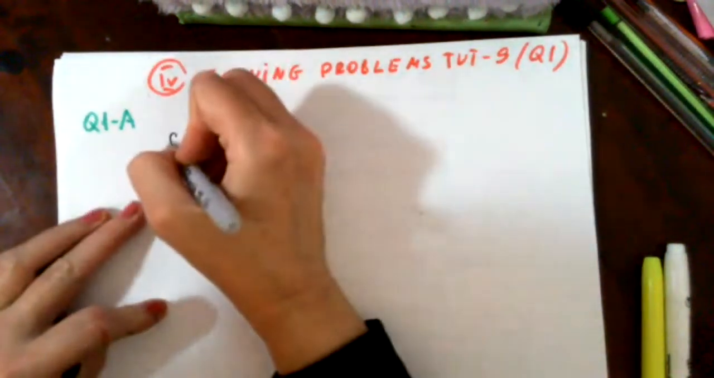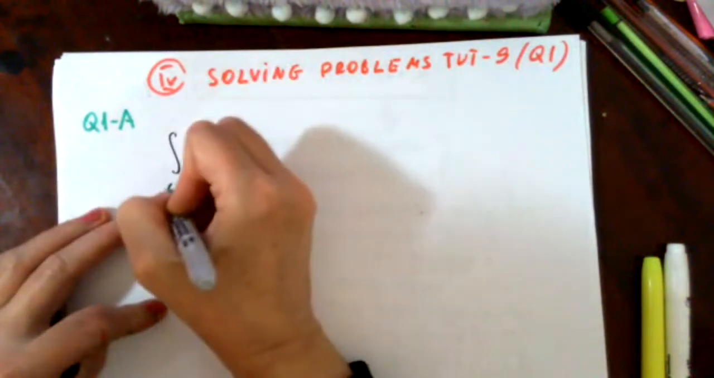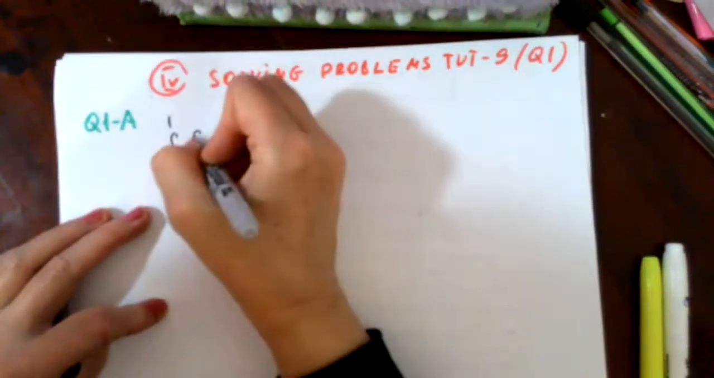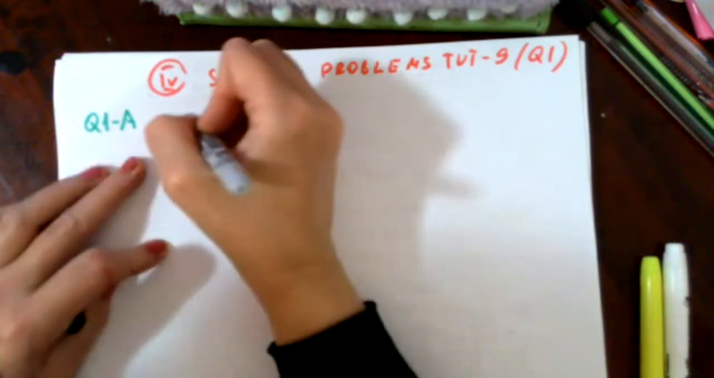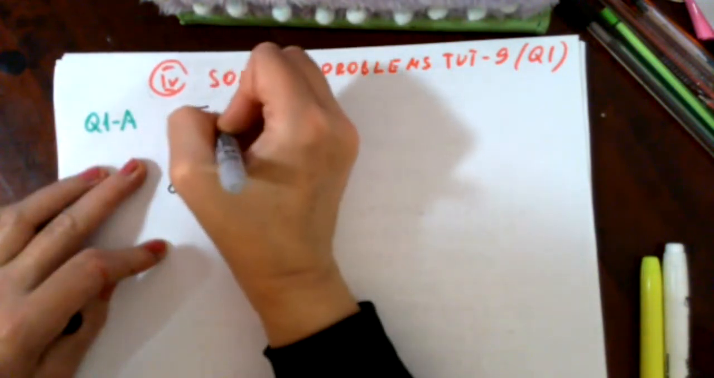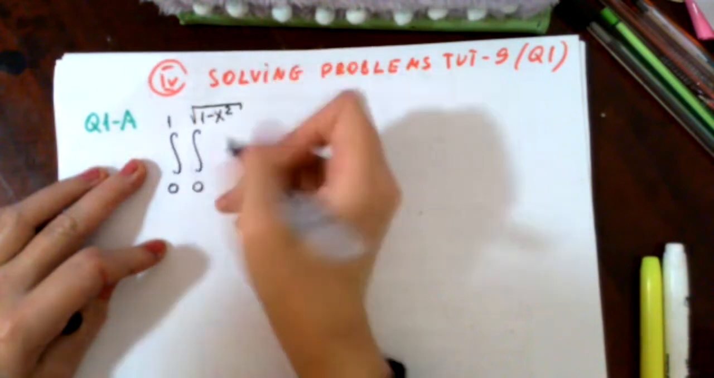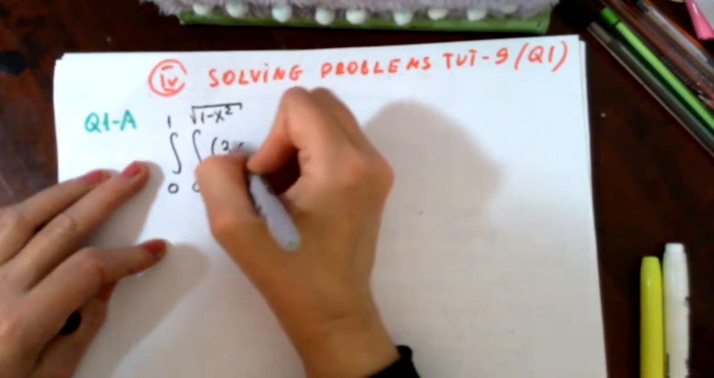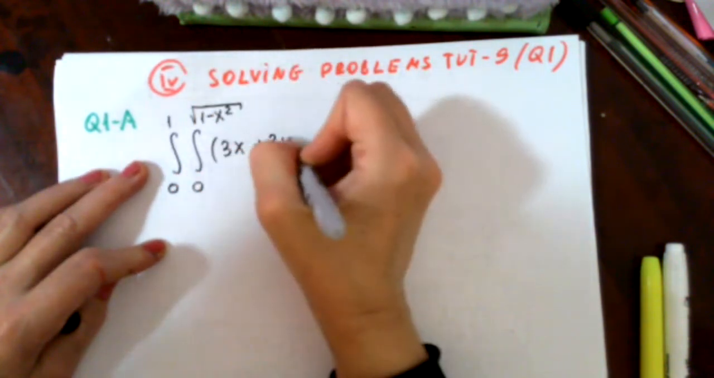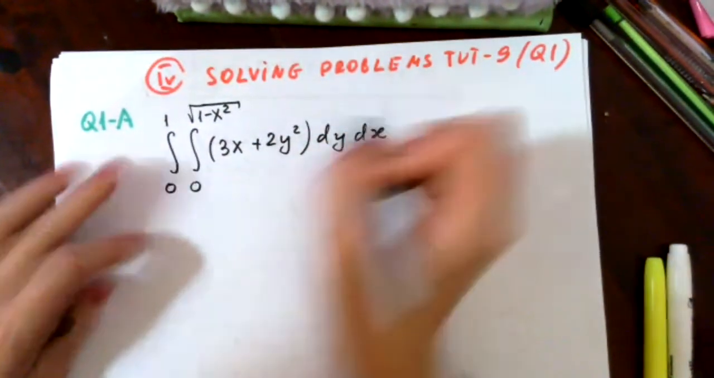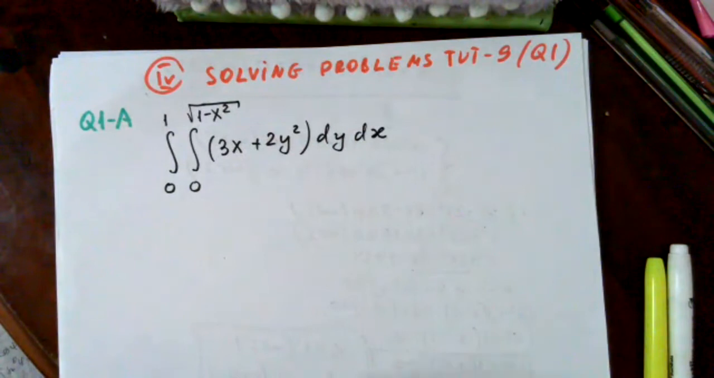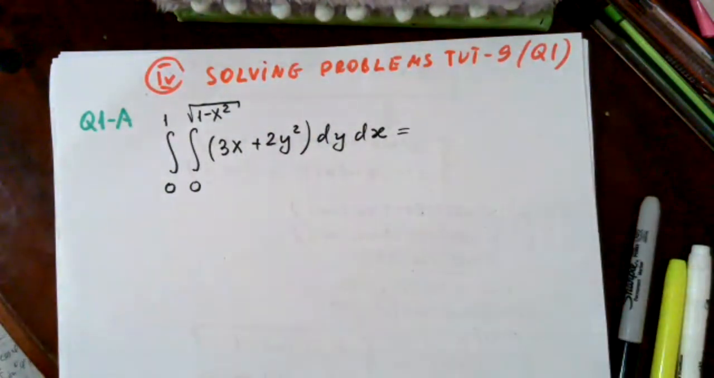So let's copy this repeated integral. It looks like this, from 0 to 1. Here you have from 0 to square root of 1 minus x squared. And you're given a concrete function at last, 3x plus 2y squared, and dy dx. And you are asked to calculate this integral by transforming it first into polar coordinate system.